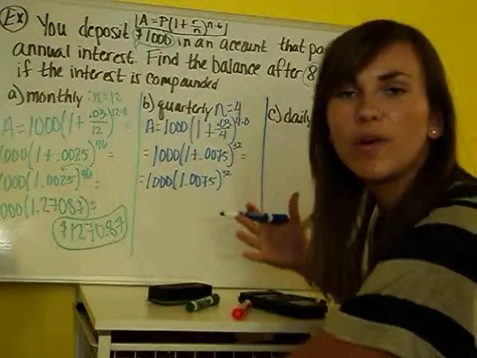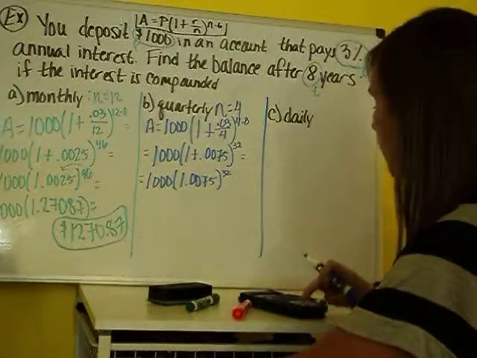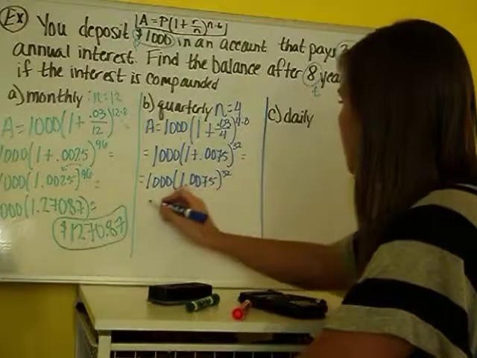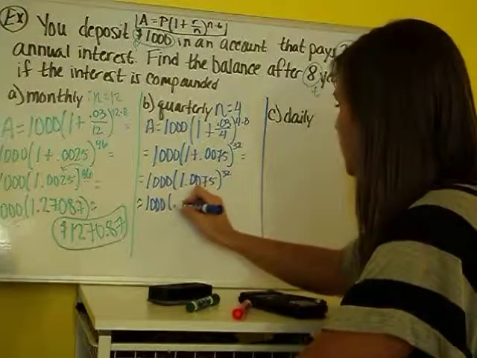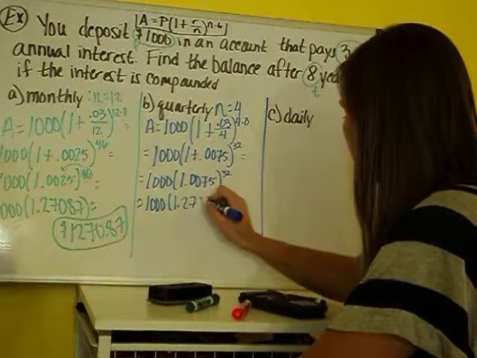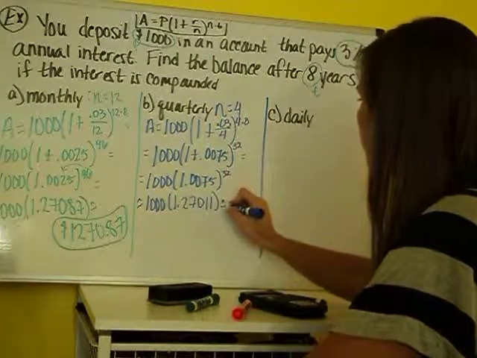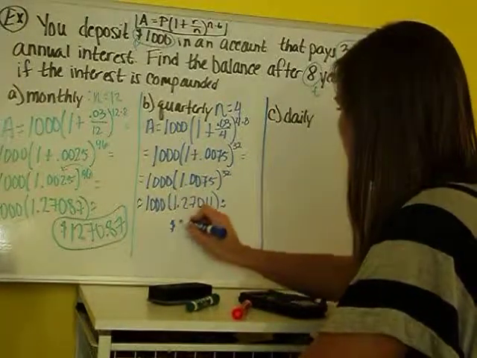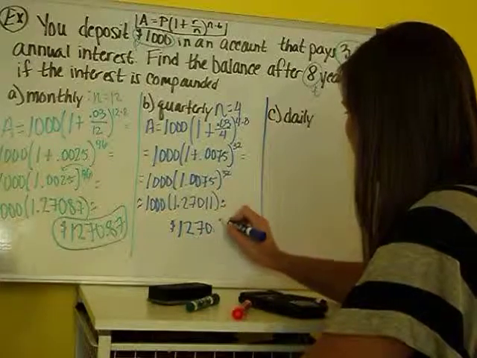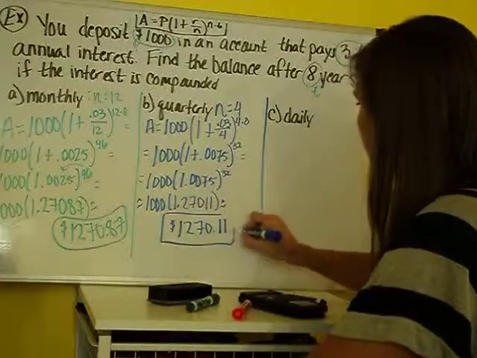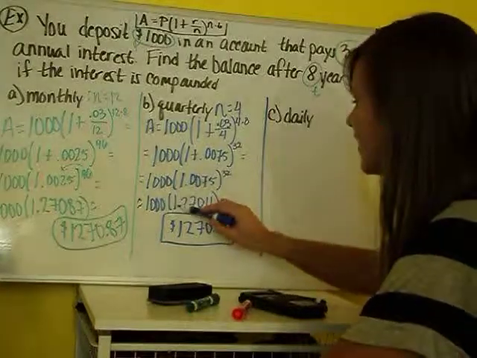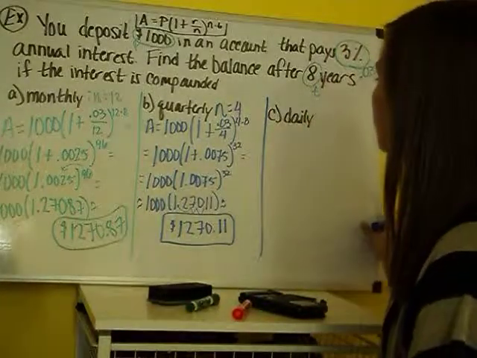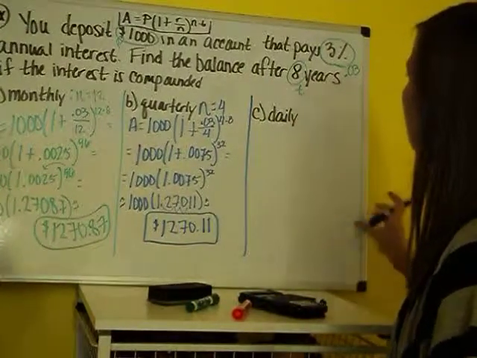Now we took care of our parentheses, now we're going to take care of our exponents. So we have 1.0075 to the 32nd power, which is about 1.27011, times 1,000, which is going to give us $1,270.11. We probably could have done that in our heads, couldn't we have? 1, 2, 3. And over here, 1, 2, 3. Yes. Could have happened. I'm just not thinking, apparently.